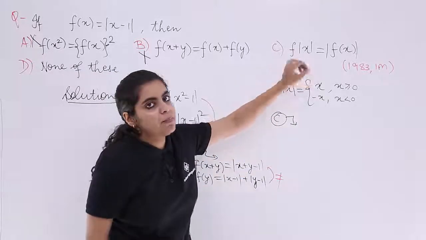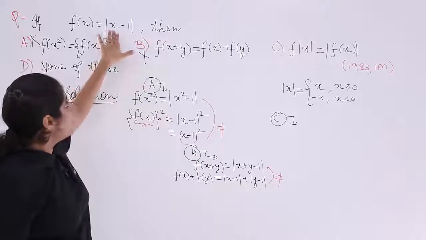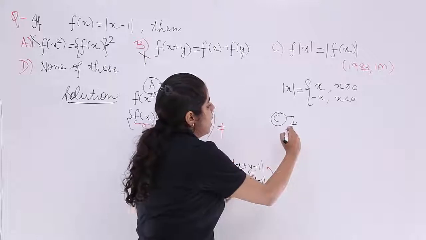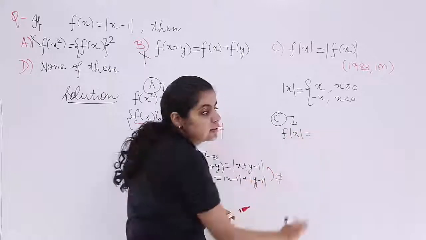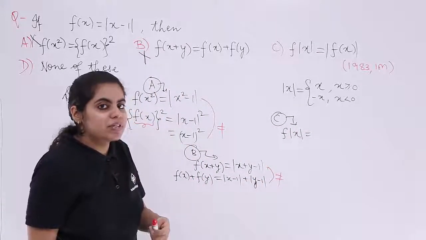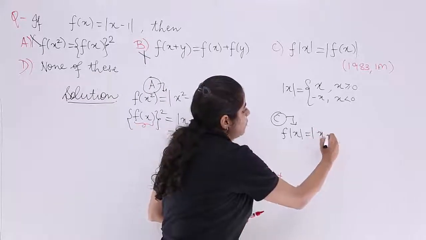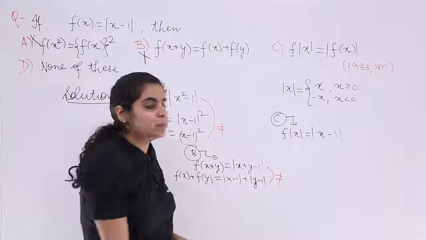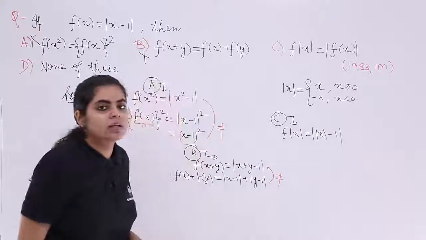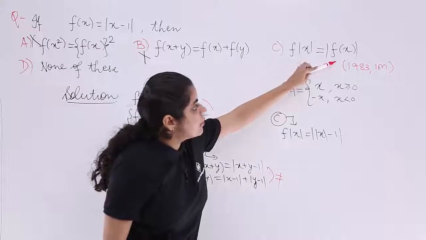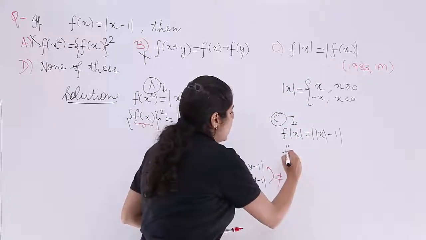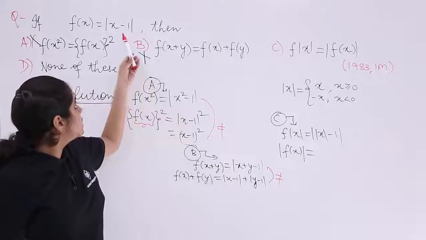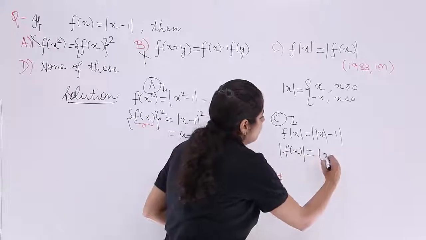Option C is f(mod x). Wherever you have x, you need to substitute it by mod x. So f(mod x) is: wherever in f(x) you have x, substitute by mod x. f(x) was mod x minus 1, but now it shouldn't be x, rather mod x. Next it says mod f(x) whole mod. So first write f(x), which is mod x minus 1.